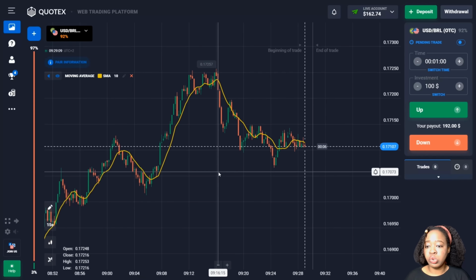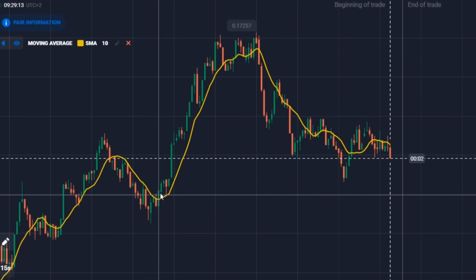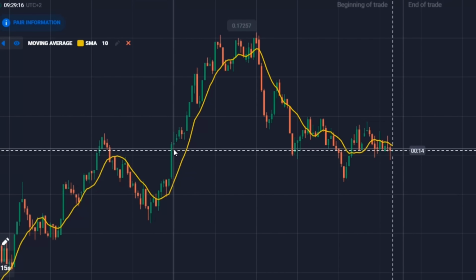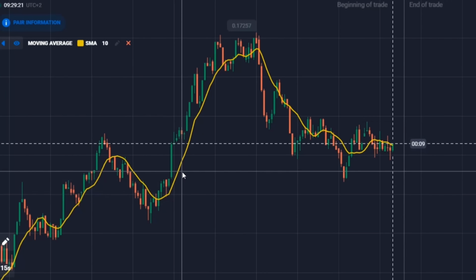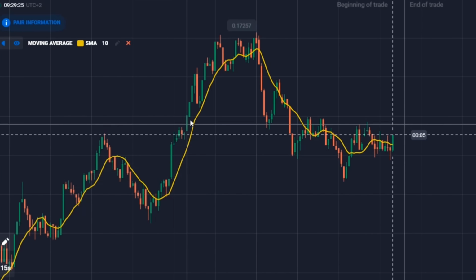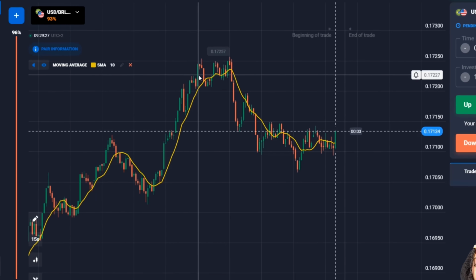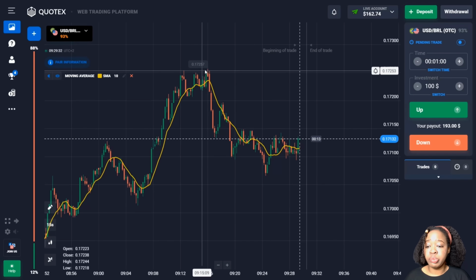The first signal to look out for is when the price is crossing the moving average from bottom to top and is still moving higher, and the moving average also reverses and is moving along with the price. This means that from this point there was a reversal, and very soon the price will be moving higher. So in addition to this, you can open an up trade due to this upward movement.